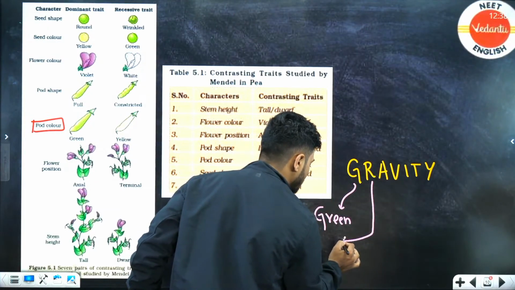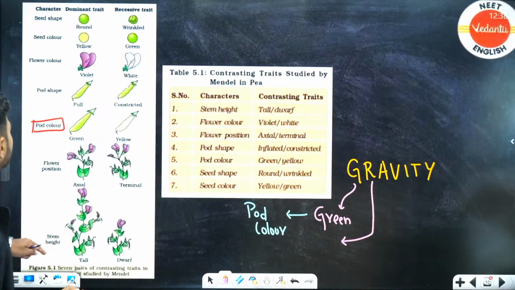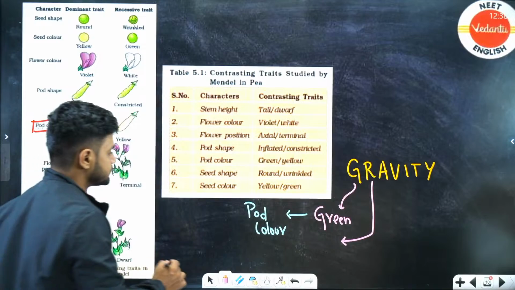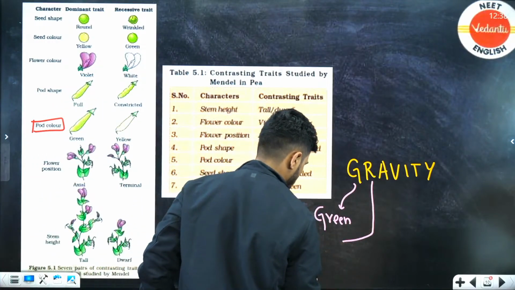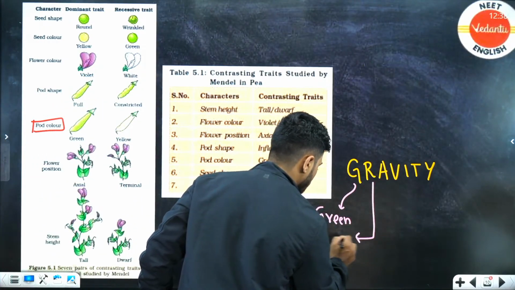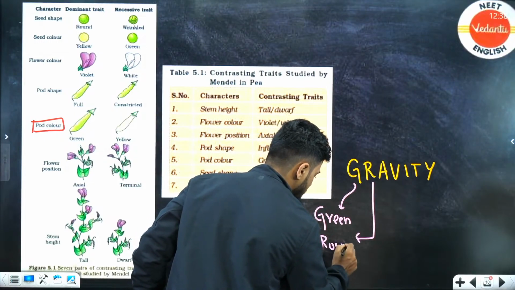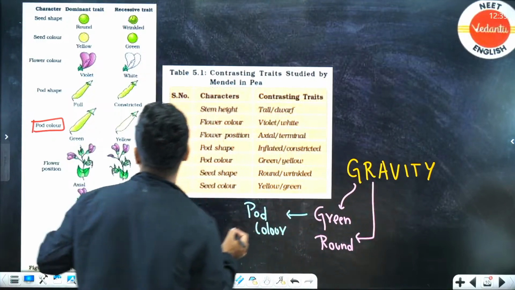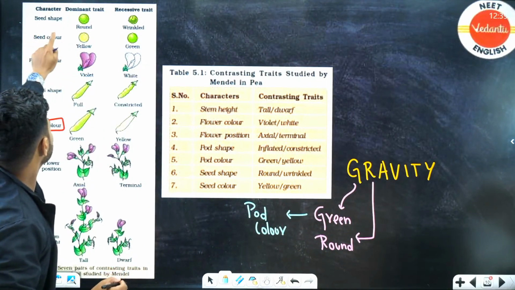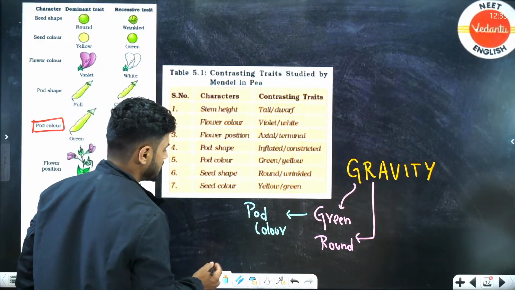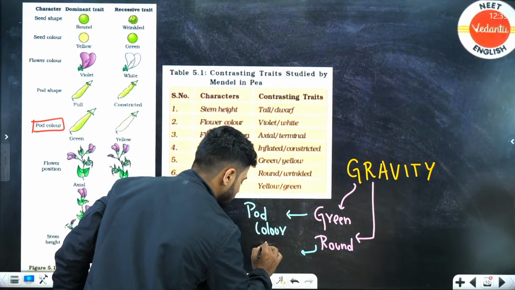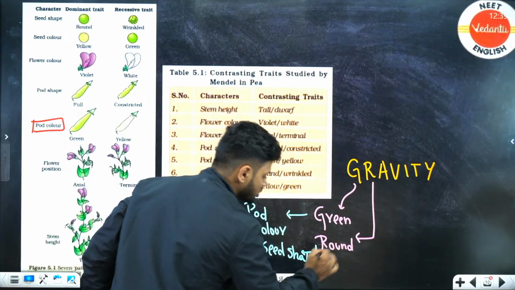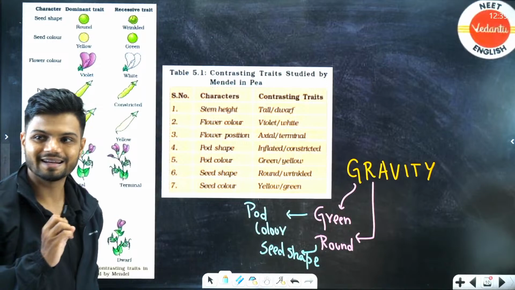R is nothing but round. Round here is going to be your seed shape. Seed shape. Round is going to be seed shape.